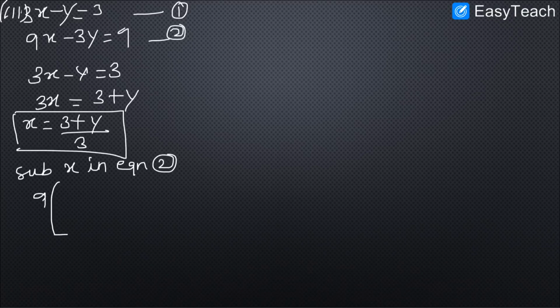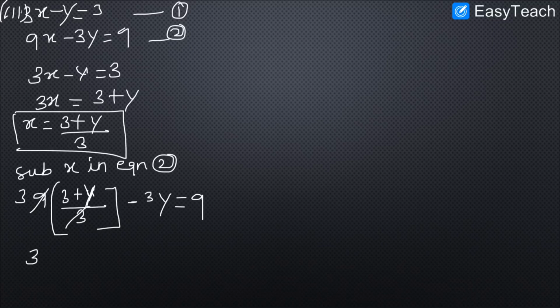So 9 into, for x we have 3 plus y by 3, minus 3y equals 9. This is what I just substituted in equation 2. So we can cut 3 and 9. So 3 3s are 9. And the remaining we have 3 into 3 plus y minus 3y equals 9.